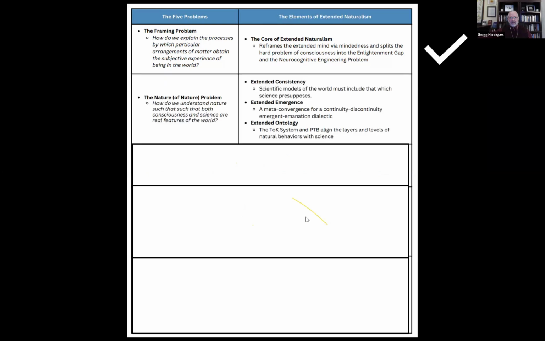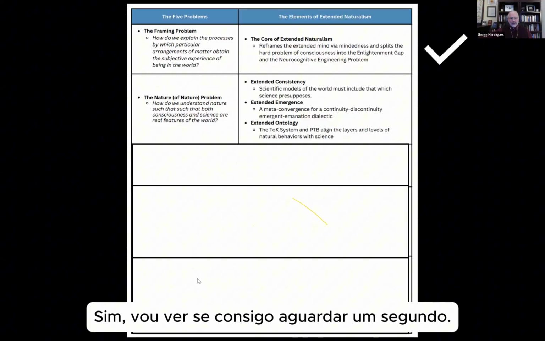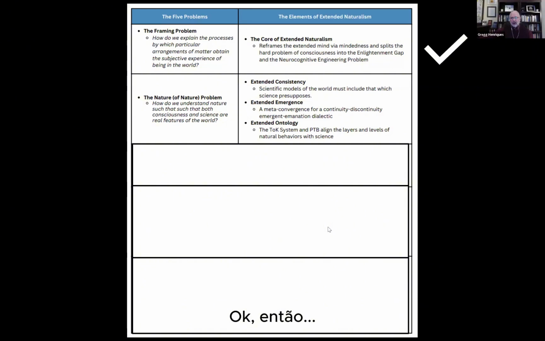I think somebody's drawing on the screen. Hold on one second. Okay. Yeah, I'm going to see if I can, hold on one second. If I stop sharing and go to that. Okay, I'll share again. Okay.